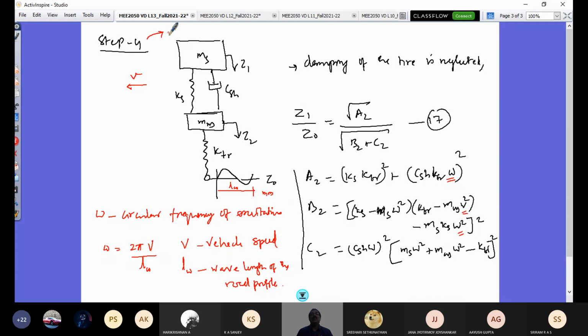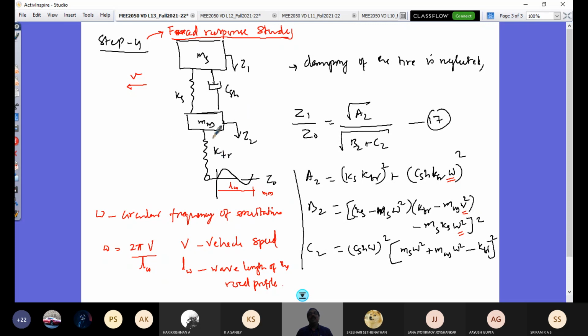This step 4 is forced response study. So step 1 in any vibration analysis is model description. Step 2 is deriving the motion governing equation. Step 3 is finding out its natural modes, the system's natural behavior. And step 4 is to go in for what is actually happening when it is forced to vibrate. And that is what we have taken.